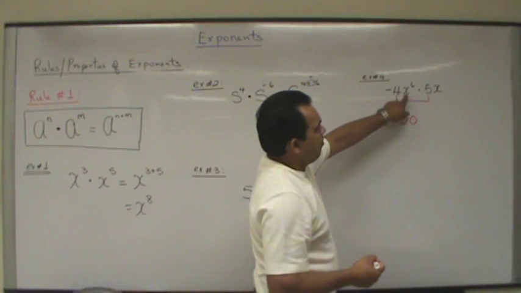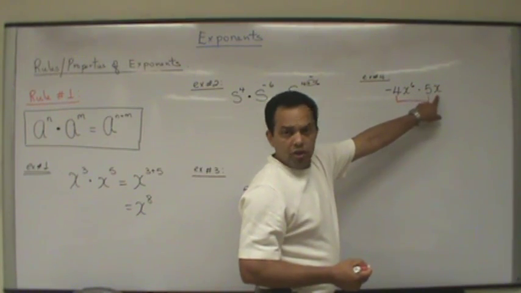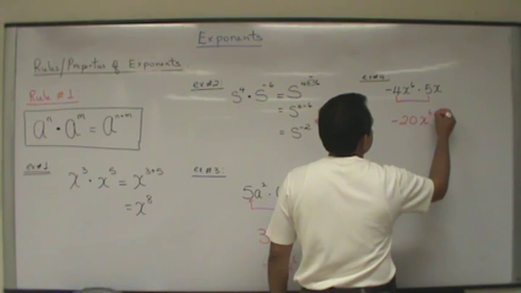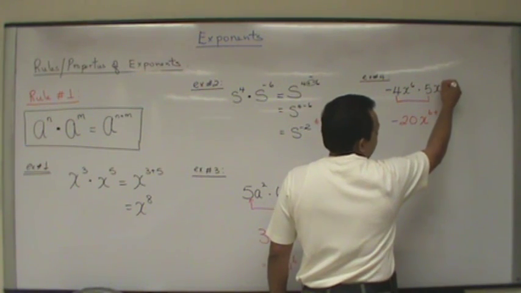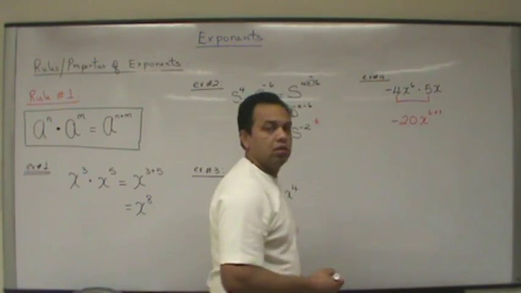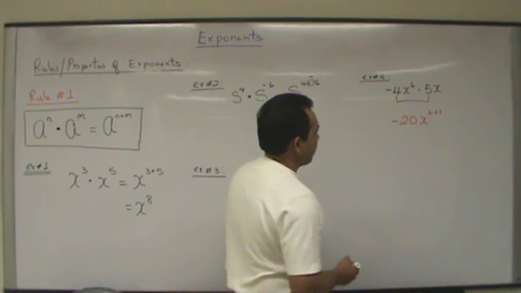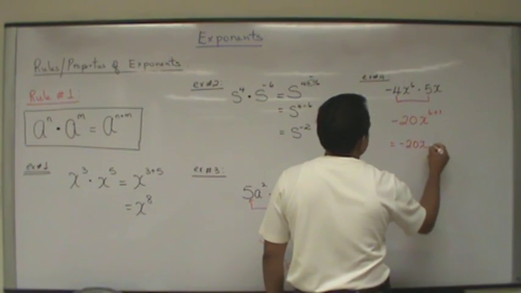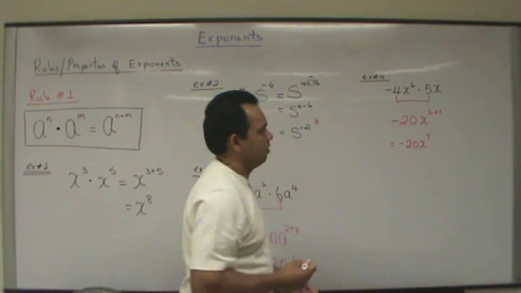And here I have base x, so the bases are the same. So we'll keep the base, but we have 6 plus, keep in mind, there is an invisible exponent there of 1. Okay? So finally we have negative 20x to the 7th power.